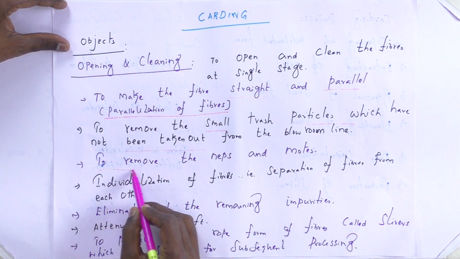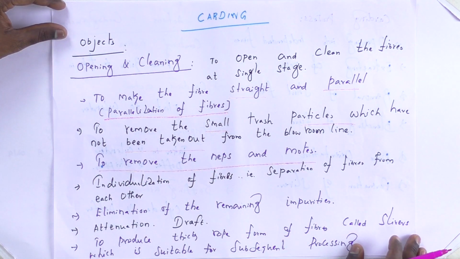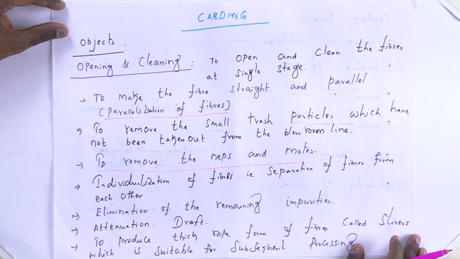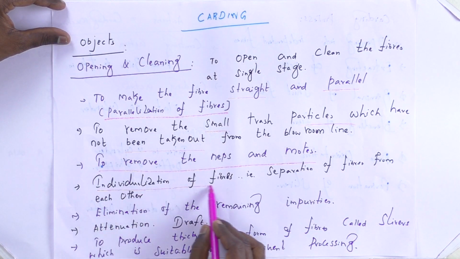So the small trash particles are also removed in the carding, and the nibs and motes are removed. So licker-in is the most important part in the carding machine. The mote knives present in the licker-in area remove the motes, leaves, etc. The nibs are also removed by the action of wire points. Individualization of fibers is the most prime important object of carding process: separation of fibers from each other.